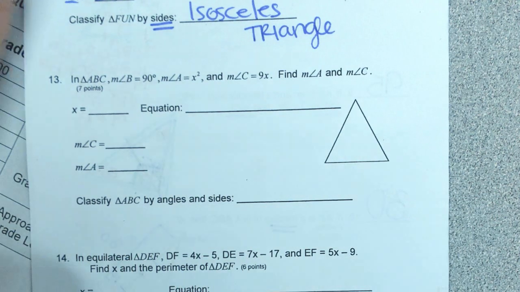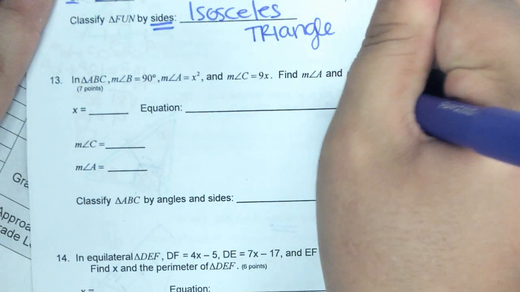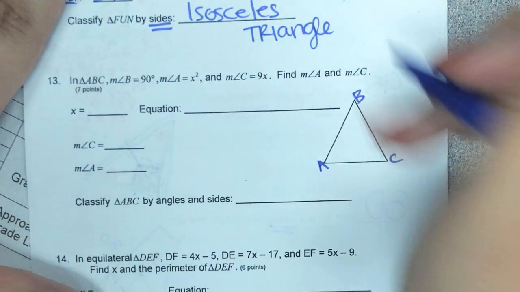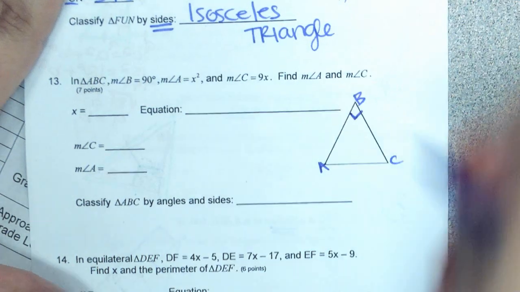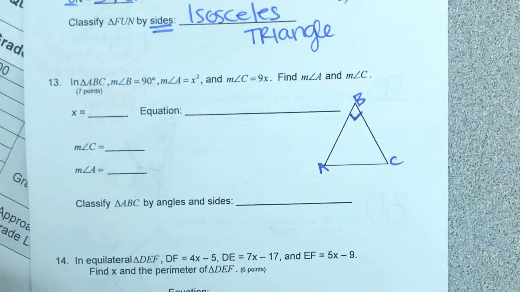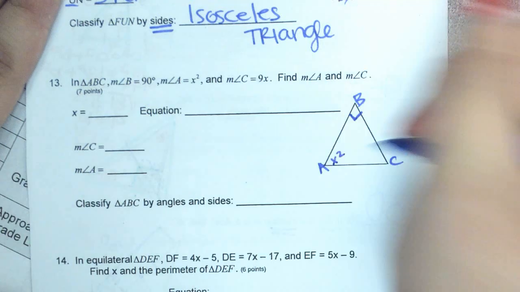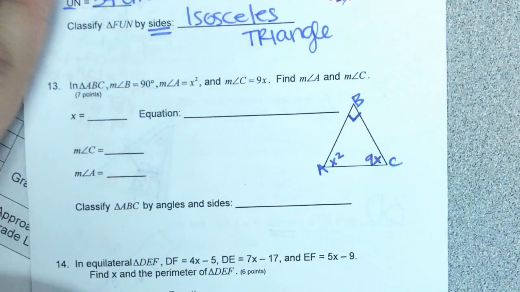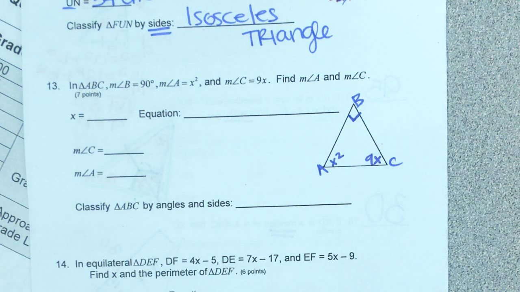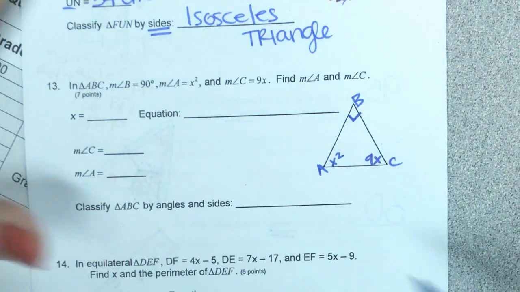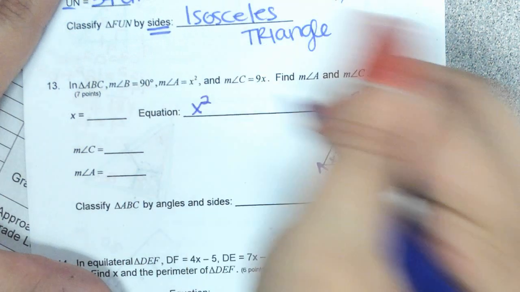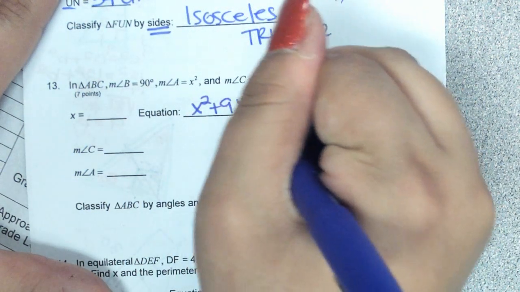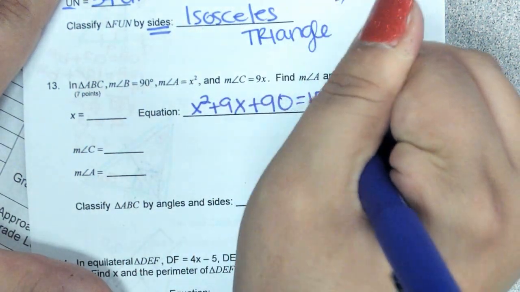Alright, for the next one, triangle ABC. So I'm going to label it A, B, and C. If B is 90 degrees, I know it doesn't look like it, but we're going to put a 90 degree there. A is x squared, and C is 9x. How can I find the angles? So what do all of them add up to? They add up to 180.